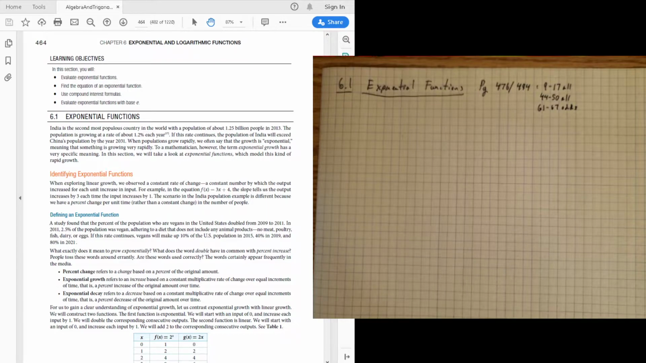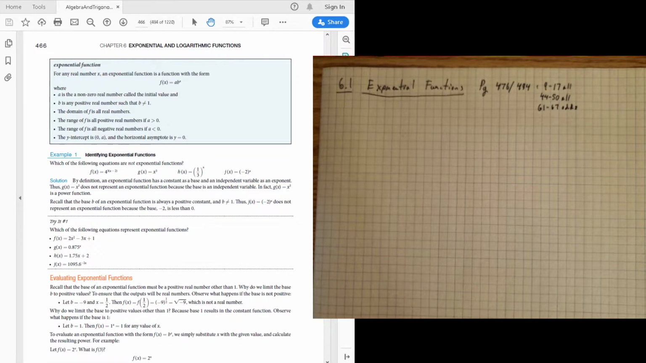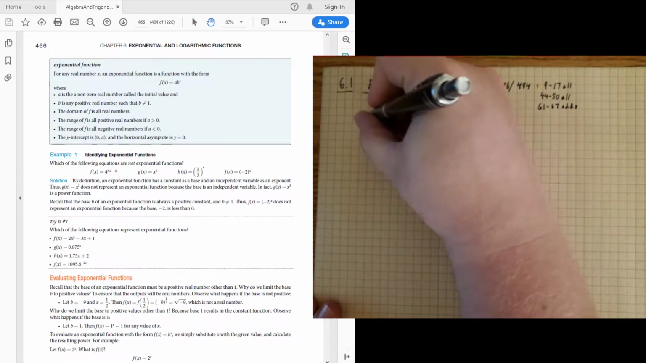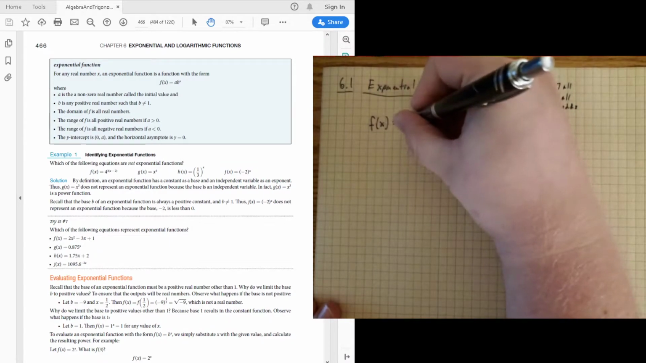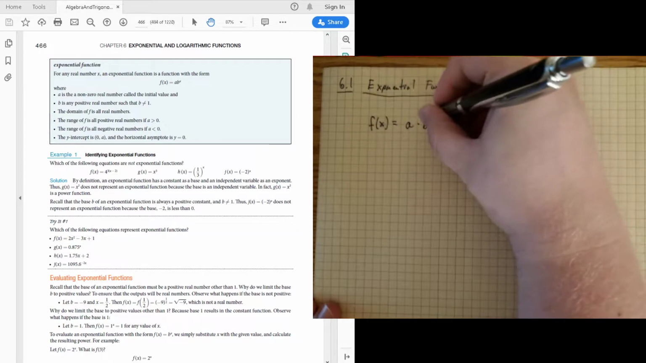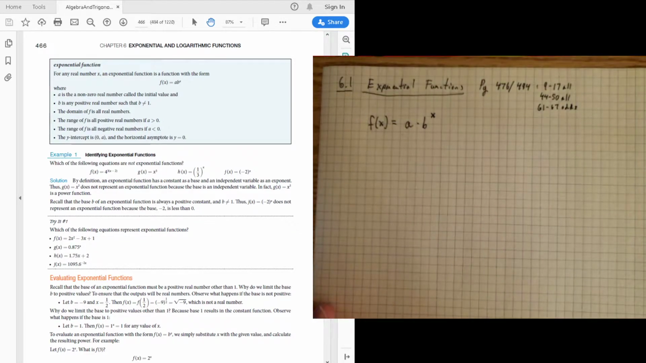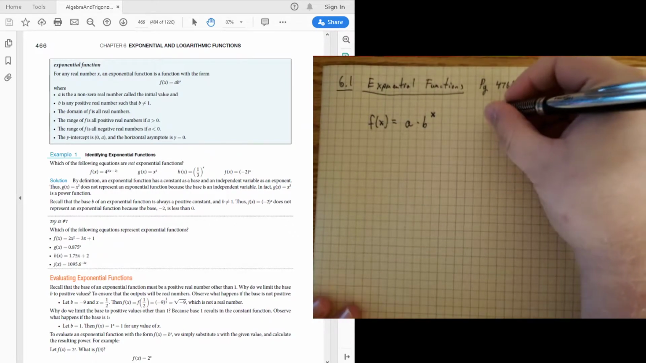Now, let's start off with the definition of an exponential function. Exponential functions are any functions of the following form: f of x is equal to a times b to the x power. It's important to note this is different from other functions we've had.